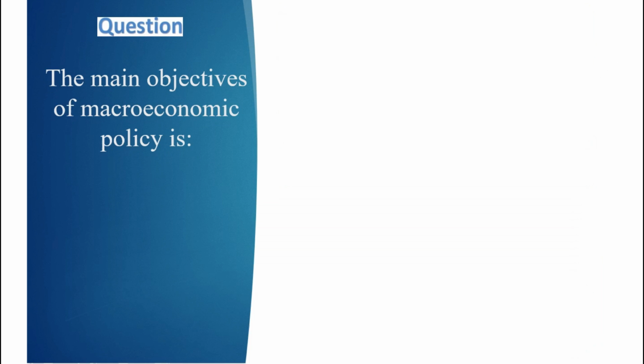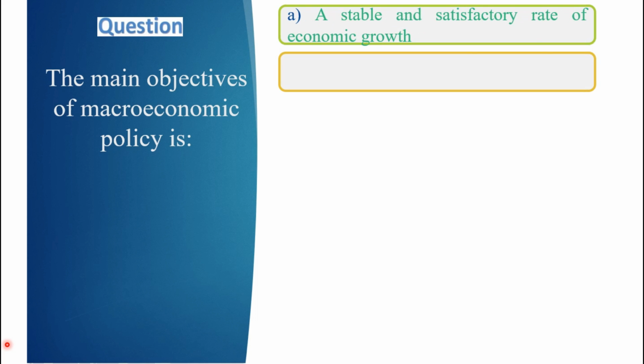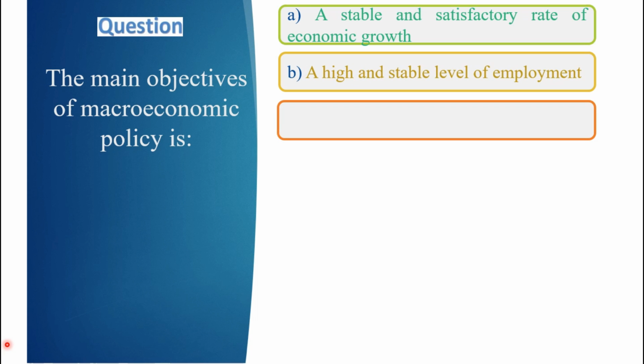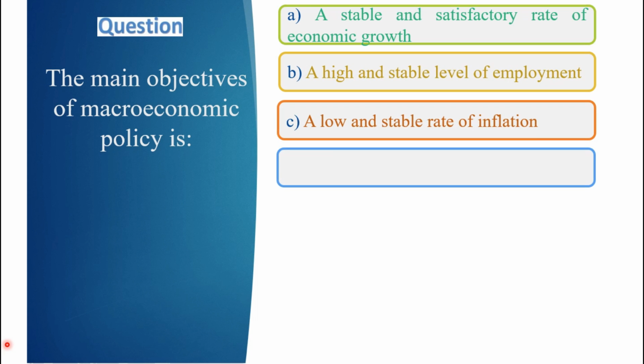Our next question is: what are the main objectives of macroeconomic policy? Option number 1, a stable and satisfactory rate of economic growth. Option number 2, a high and stable level of employment. Option number 3, a low and stable rate of inflation. And option number 4, all of the above. And the correct answer for this question is all of the above.